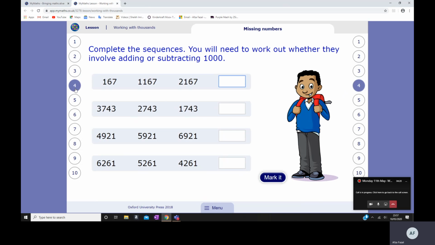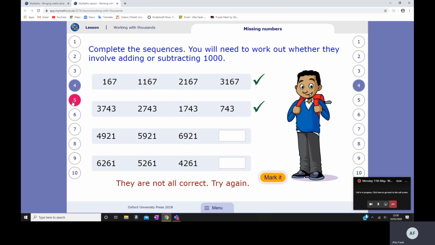To complete the sequence, you will need to work out whether they involve adding or subtracting 1000. So the first one is 167. Then it goes up to 1167, 2167. And you know the next one will be 3167 because only the thousands place value column changes. Second one, I've got 3743, then I've got 2743, and then 1743. We know this time the place value is going down, so I'm just left with 743 because I've taken that 1000 away. I've got them correct.